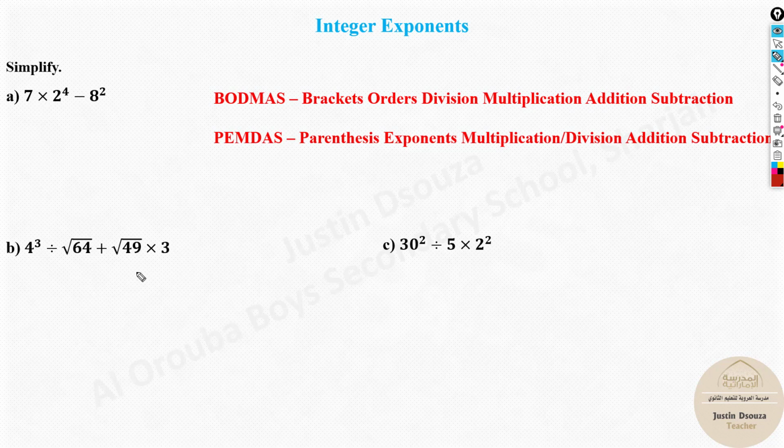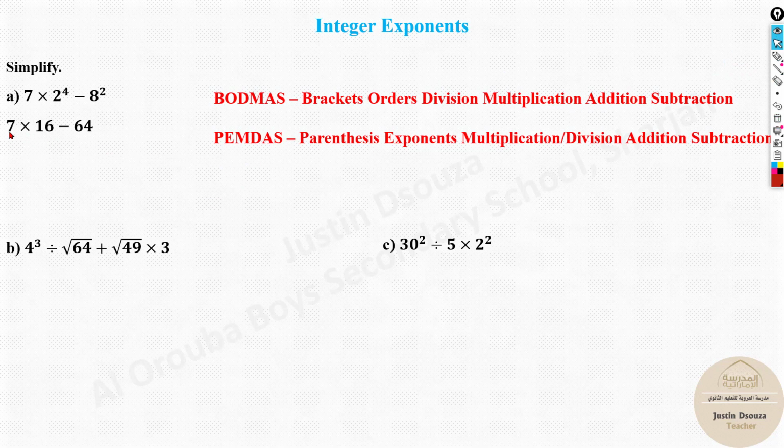Now, whenever you look into any problem, look for the brackets. Is there any brackets over here? No. Then the next thing is the powers. So simplify the powers over here. 2 to the power 4 is 16 and 8 squared is 64. Next is multiplication or division. Now if both are together, just follow from left to right and solve them easily.